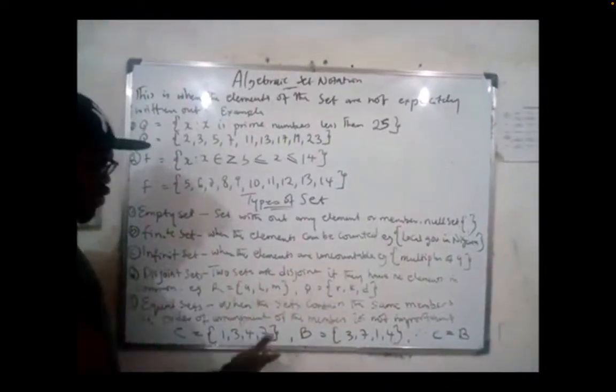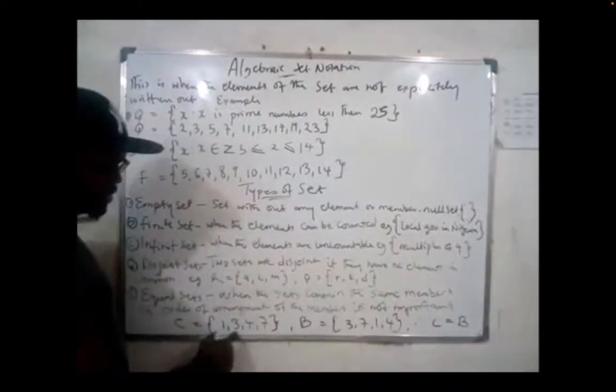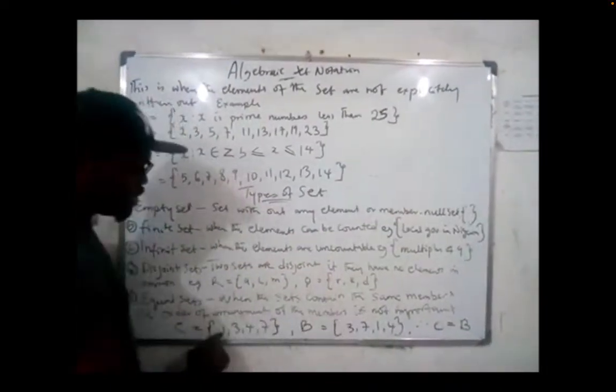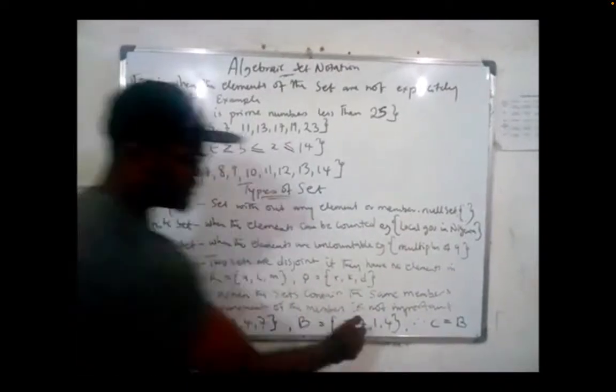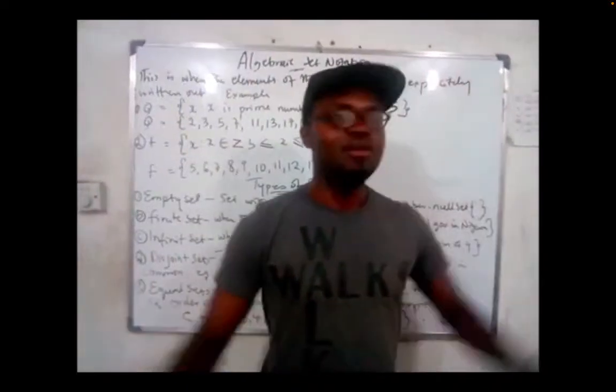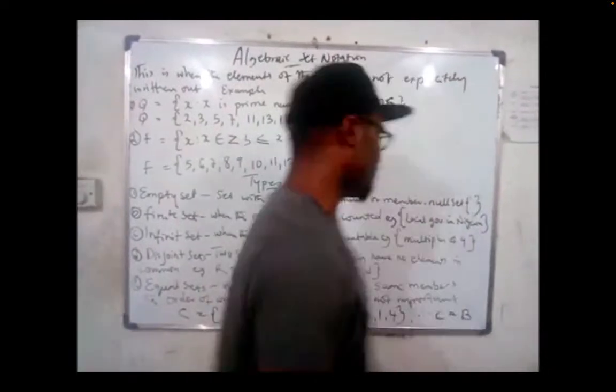They are equal because they contain the same elements. Can you see? There's 3 here, there's 3 here, there's 1 here, there's 1 here, there's 4 here, there's 4 here, there's 7 here, there's 7 here. But they are not arranged similarly, you understand? But they are still equal. So you can write that C is equal to B.